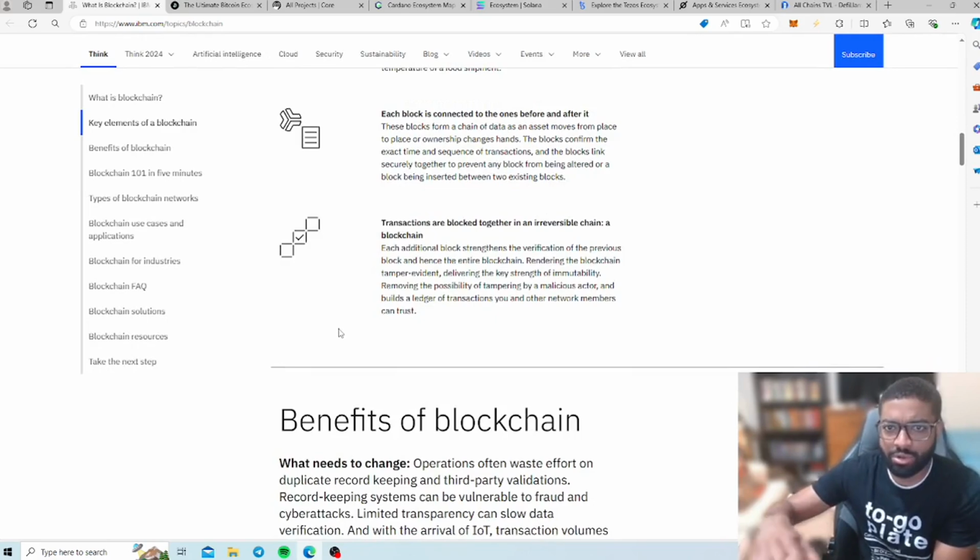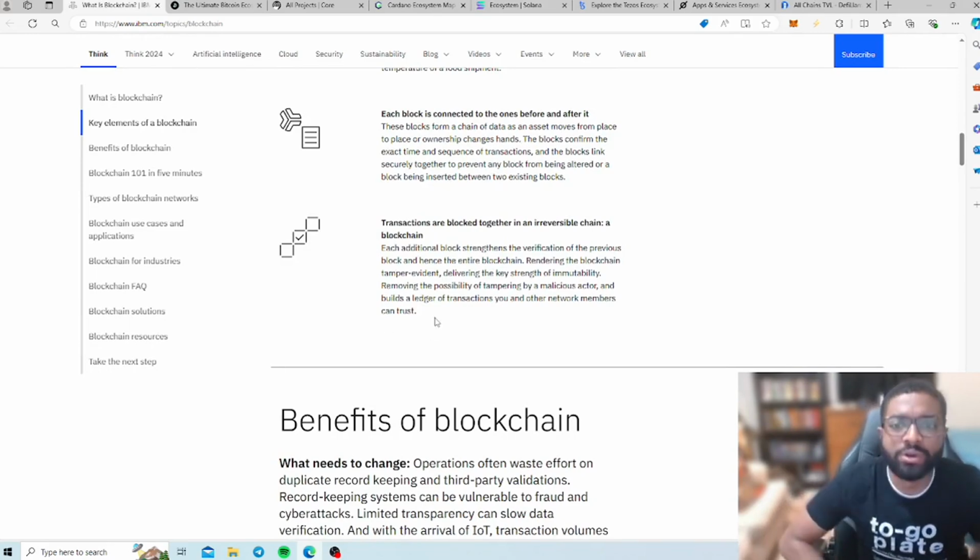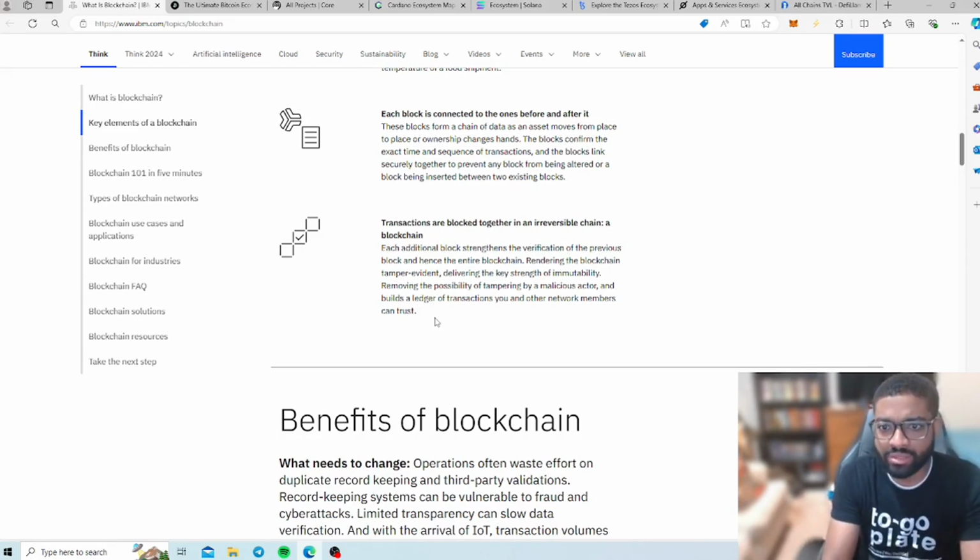Each block goes behind the other in an asset, and it also confirms in different time sequences. I know it's a whole bunch to take in, but just understand that blockchains are irreversible transactions that are put in certain sections as the blocks line up in the network.